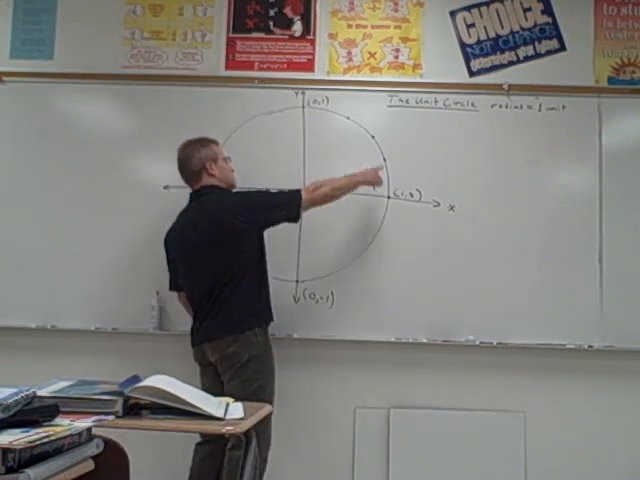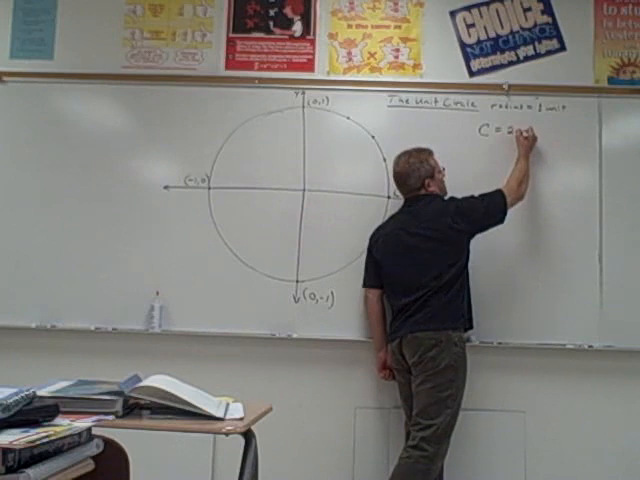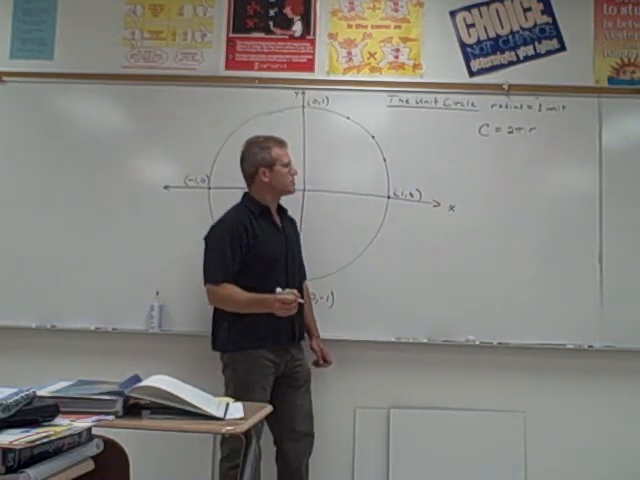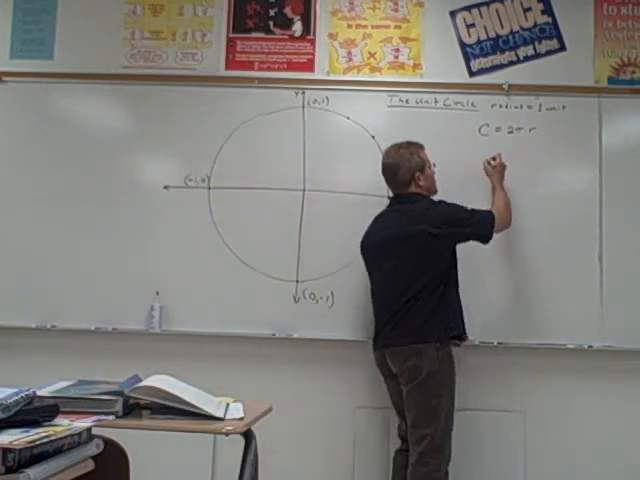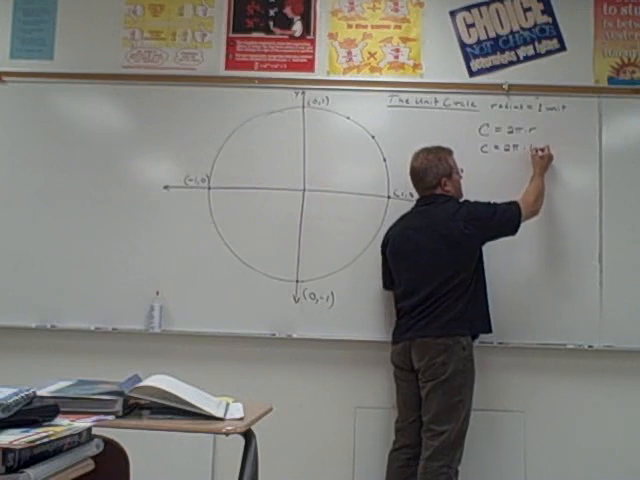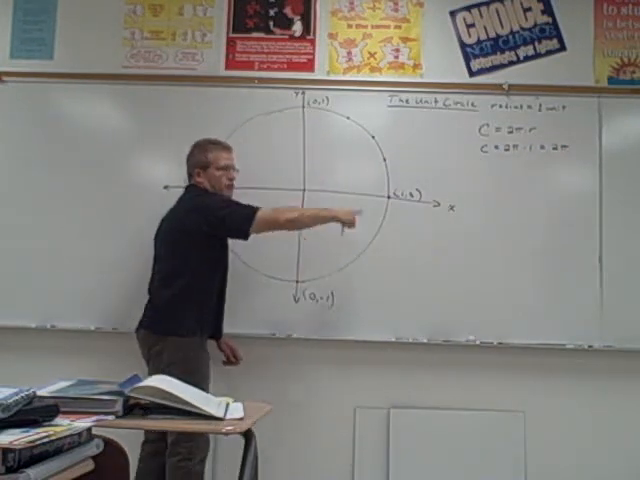We need to find what's the circumference of this circle. Well, the circumference of a circle is 2 pi times the radius. That's a geometry formula. 2 pi r is the circumference of a circle. So if the radius is 1, the circumference is going to be 2 pi times 1, or 2 pi. So all the way around this circle is 2 pi.